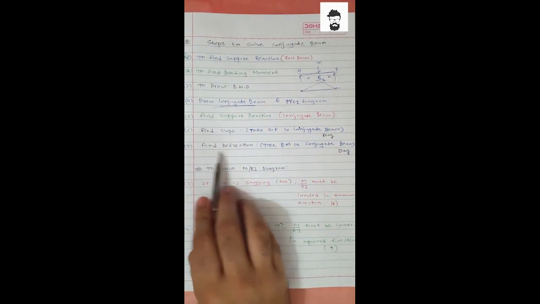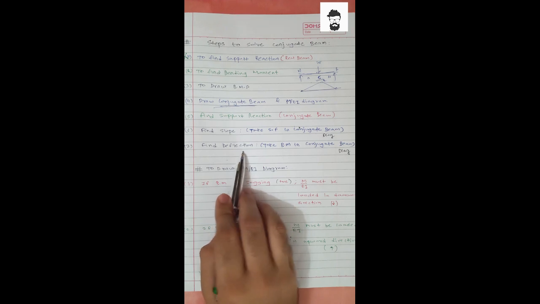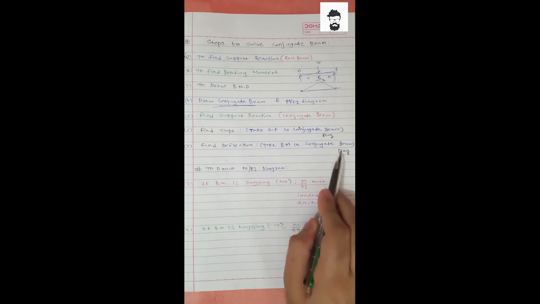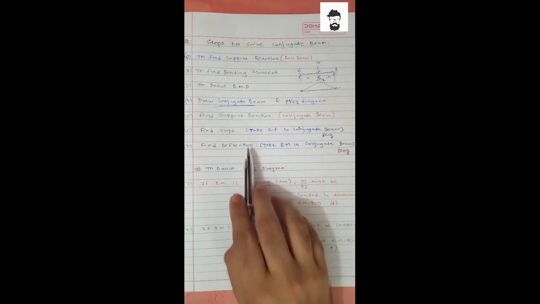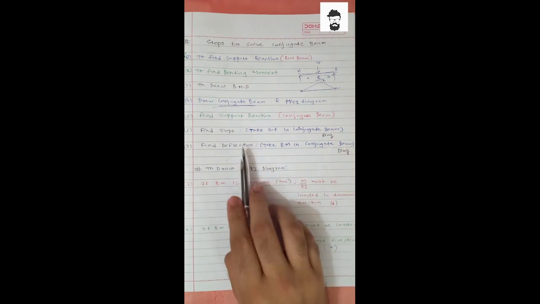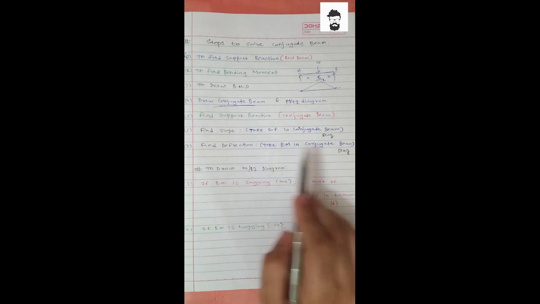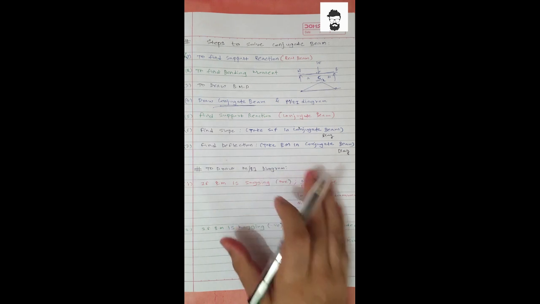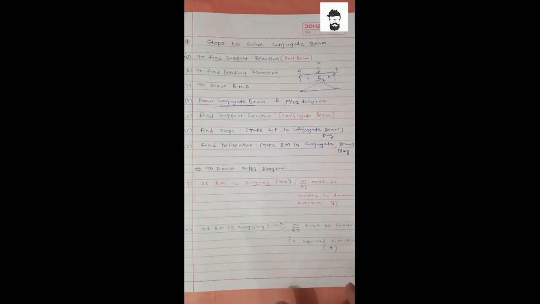Next step or last step, find deflection. So there is another hint. Take bending moment in conjugate beam diagram. Same thing, if we need to find deflection at A, take bending moment in conjugate beam diagram. If we need to find deflection at point B, we need to find bending moment in conjugate beam diagram. So students, this is the basic thing that we need to understand about a conjugate beam.